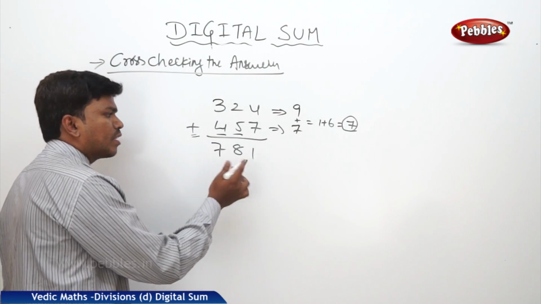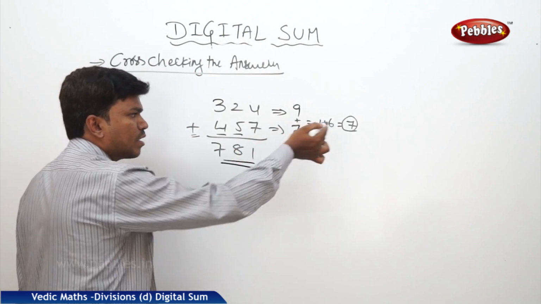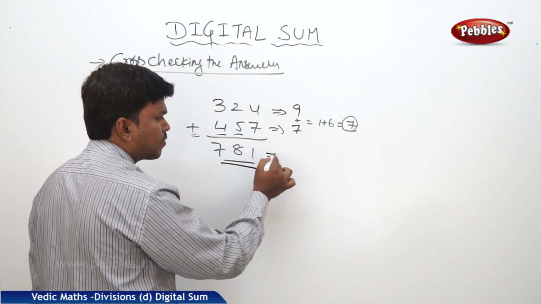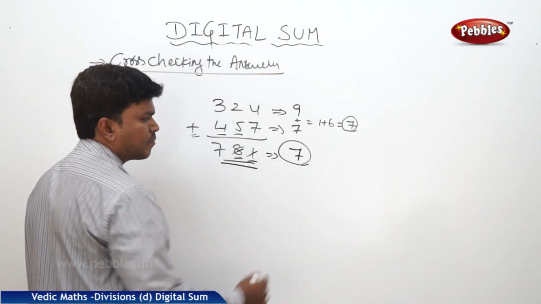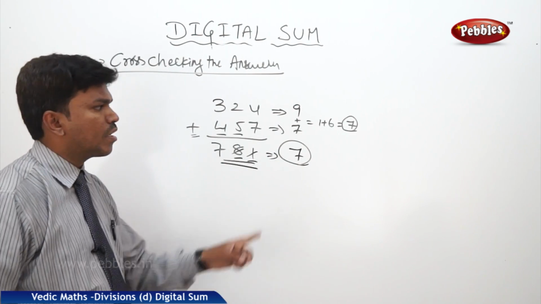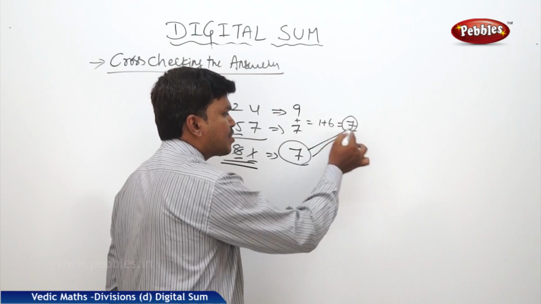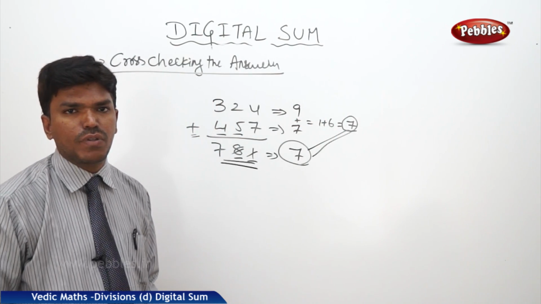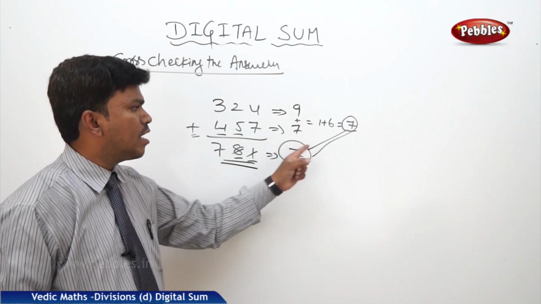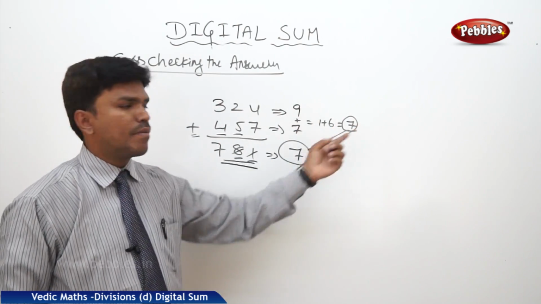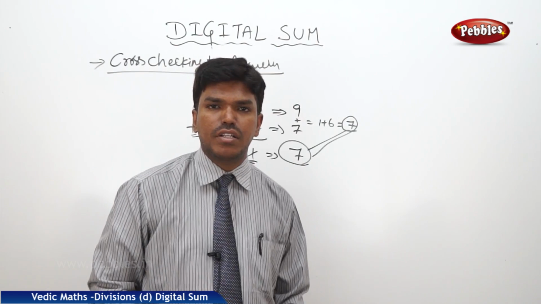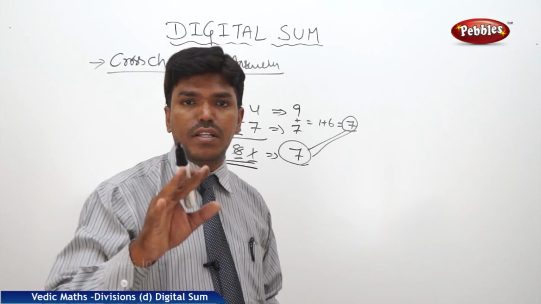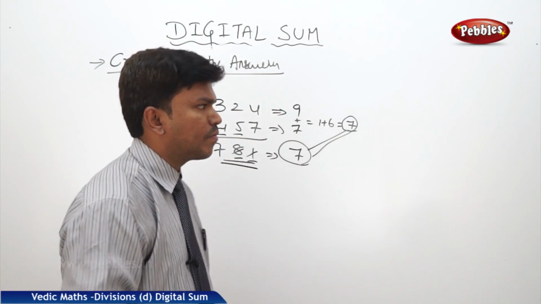Now cross check the answer which you got, whether you got the same digital sum or not. 8 and 1 both are ignored, so finally 7 is the digital sum which you got in the answer. If both the digital sums are matching, that is the sum of the two numbers as well as the answer, then your answer is correct. But if they are not matching, your answer is 100% wrong. One more example.